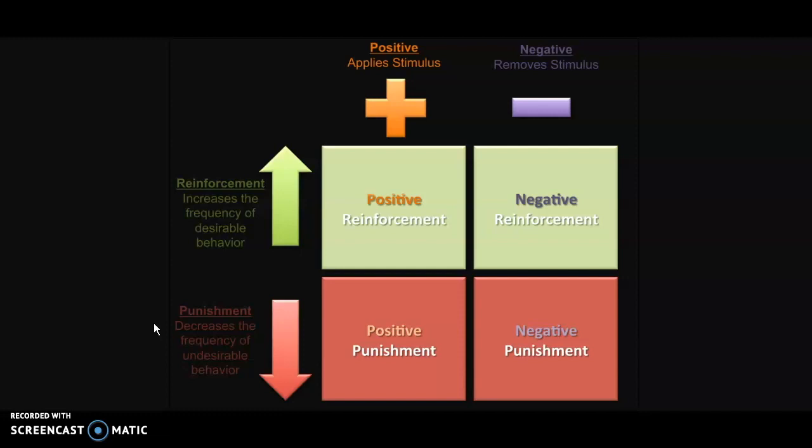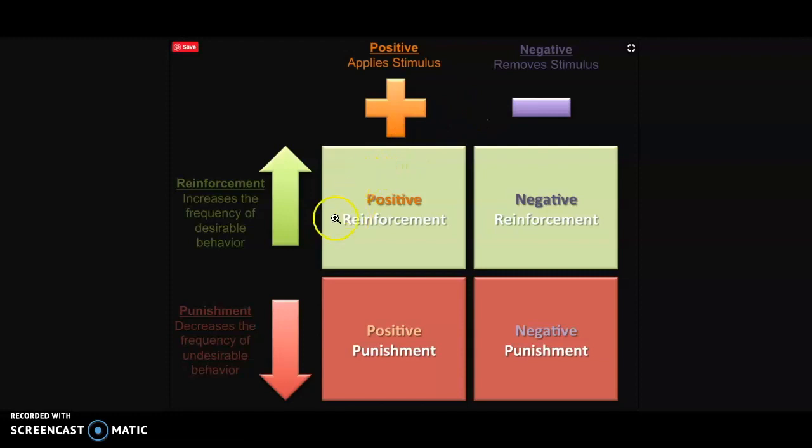Now, it gets a little tricky sometimes when you throw in the terms positive and negative. An easy way to remember how positive and negative affect learning in psychology is to think of it like math. When you see the term positive, you know that we're adding something. There's going to be the addition of something. And when you see the term negative, you know that there's going to be the removal of something. So let's look at it in detail.